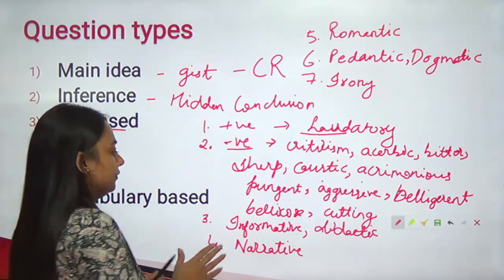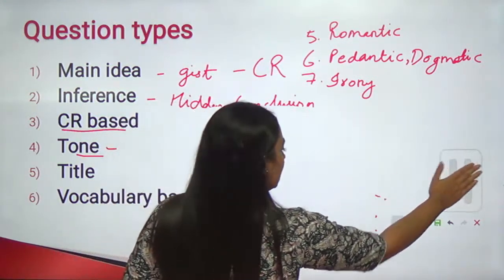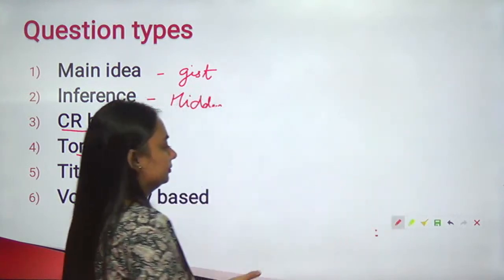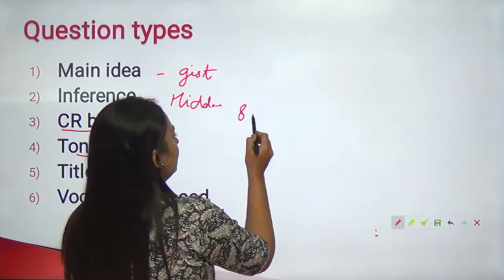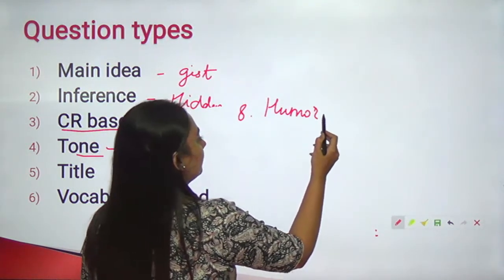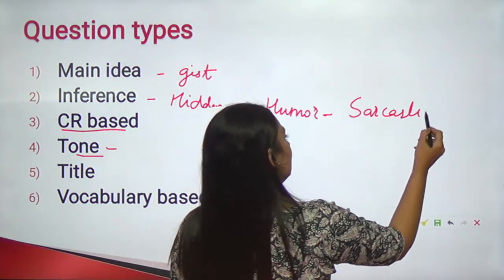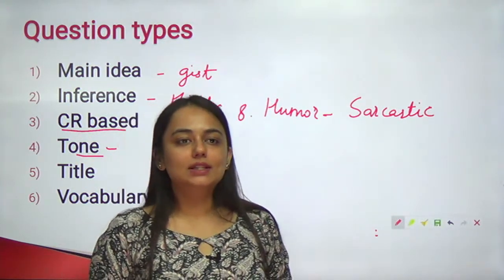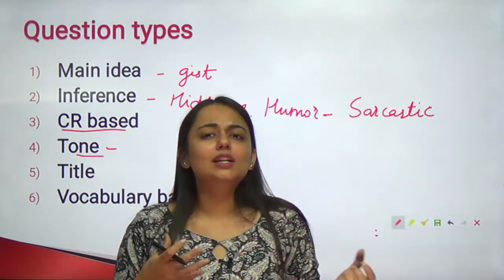If we are all done with these types of tones, let us see some more. Okay, I think it's the eighth type, where there is some tinge of humor. It can be sarcastic. So the tone of the passage is sarcastic, which means there is humor, there is a ridicule of something. The author is trying to ridicule something.